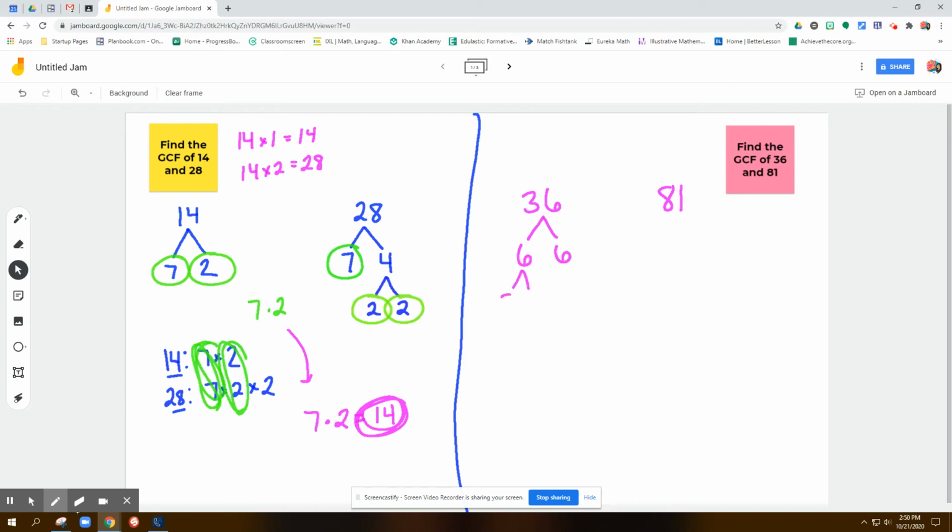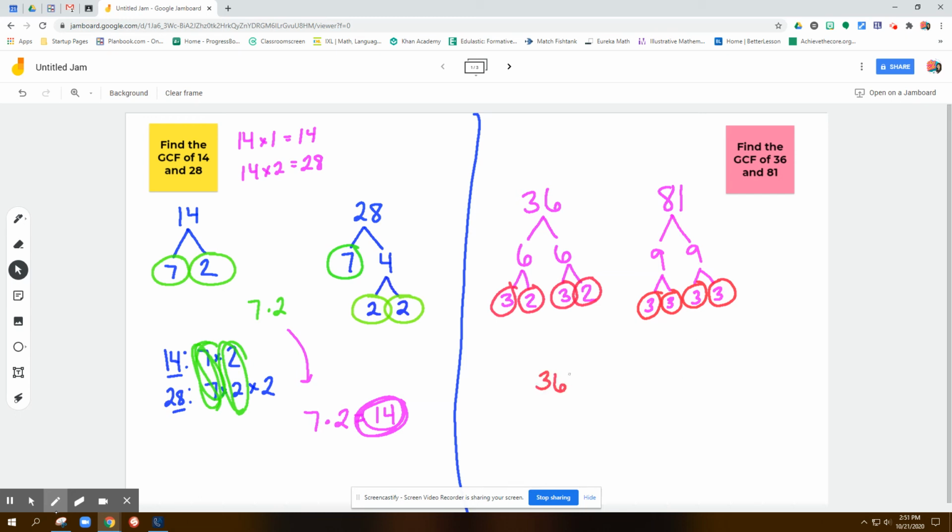6 breaks down into 3 times 2, and so does this 6 over here. Now remember, I'm going to go ahead and circle all my prime numbers just to double check and make sure I list them all, and I also can't break this number down any further. Now let's go ahead and do 81. Well, I know that 9 times 9 is 81. But the 9s can be broken down into 3 times 3. So again, I'm going to circle all my prime numbers to make sure I list them all, and also to realize I can't break 81 down any further.